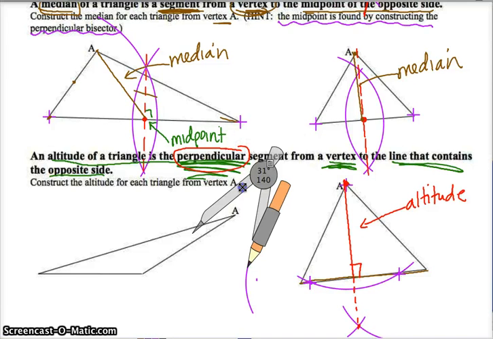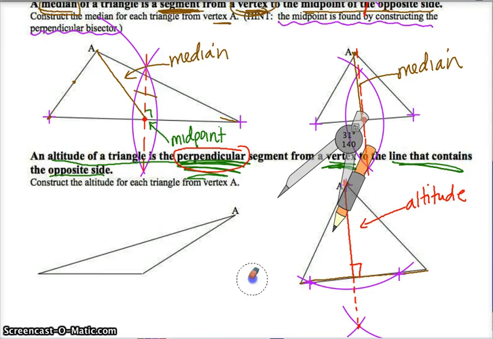So now, let's look at our obtuse triangle. What is tricky about our obtuse triangle? Well, if we try to draw an altitude anywhere inside the obtuse triangle, are any of these angles going to be 90 degrees? Hopefully you're saying no.